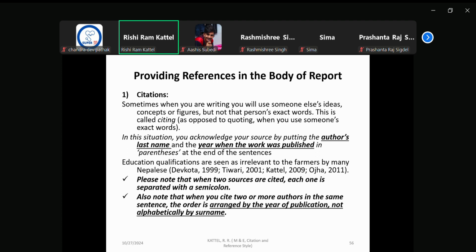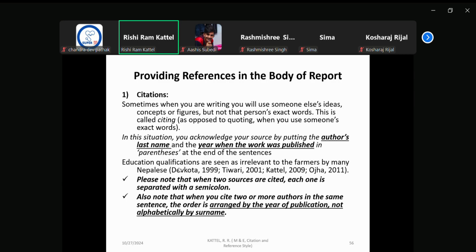Body is also called content or text, from the introduction to the conclusion part. While citation is when you use someone else's idea, concept or figure, but not the person's exact words. This is called citing, as opposed to quoting, when you use someone's exact words. In this situation, you acknowledge your source, putting the author's surname and the year the work was published in parentheses at the end of the sentence.